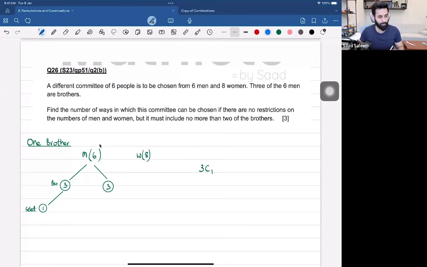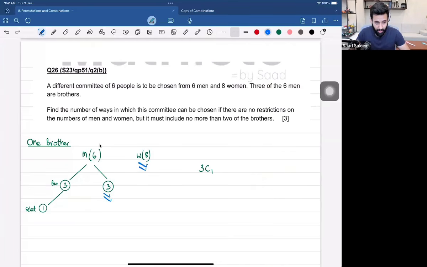How many more do you have to select? You have to select 5 more. And the question is, where will those 5 more people come from? Those 5 people can come from the 3 remaining men or the 8 women, where there is no restriction.